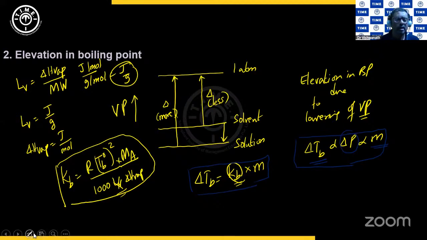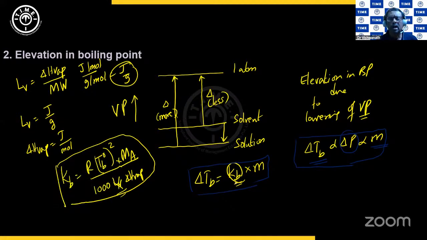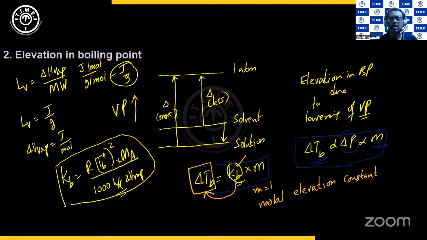So what is this Kb? The value of Kb is equal to delta TB when m is equal to 1. Therefore, this is called the molal elevation constant. That is, if you have a 1 molal solution, that 1 molal solution will have a Kb value equal to the elevation. This is the elevation of the boiling point. Sometimes you may also call it the molal boiling point constant. It is a constant value. For a 1 molal solution, what is the elevation?